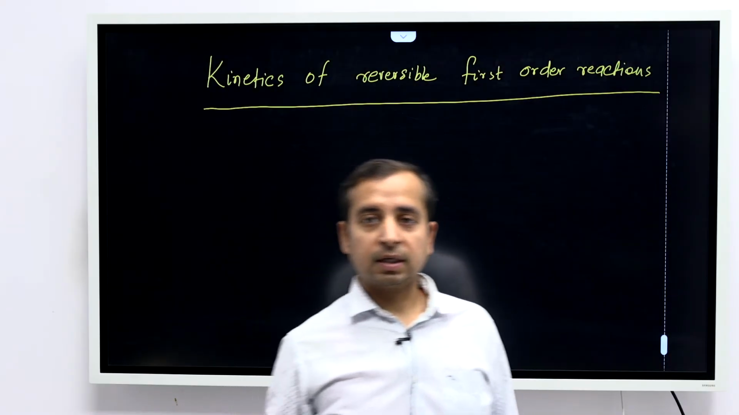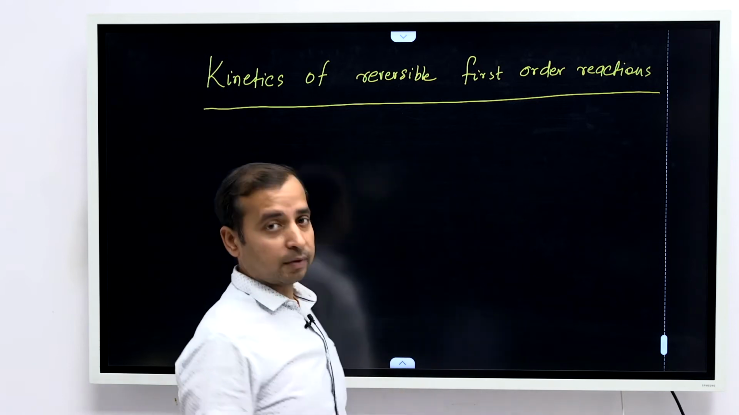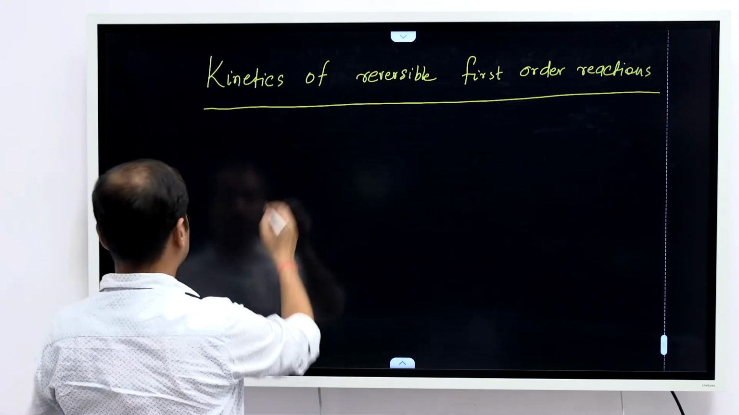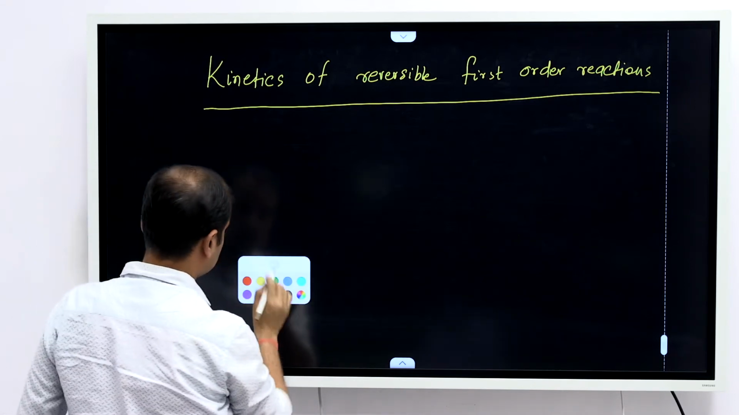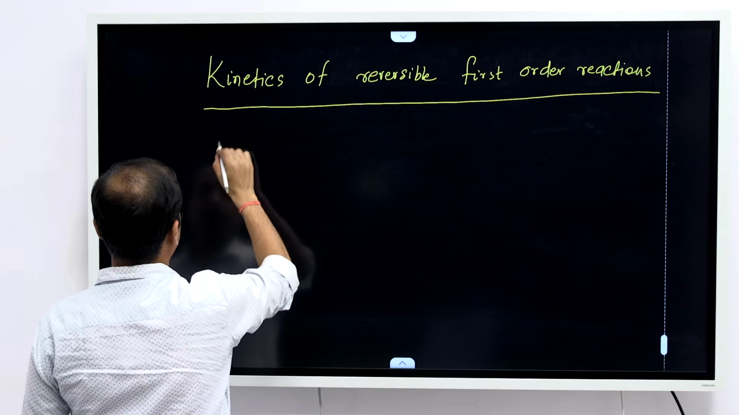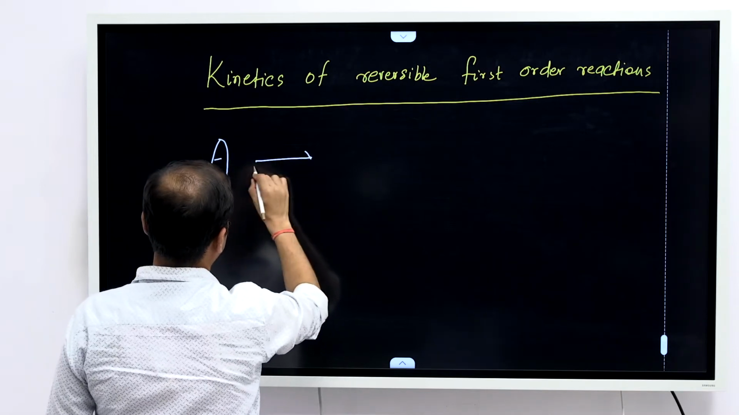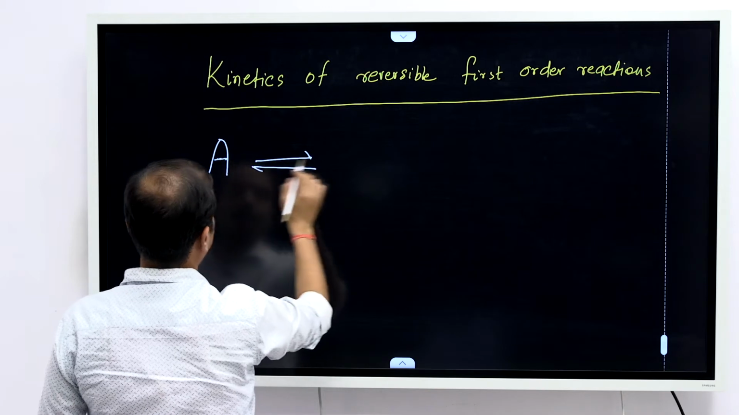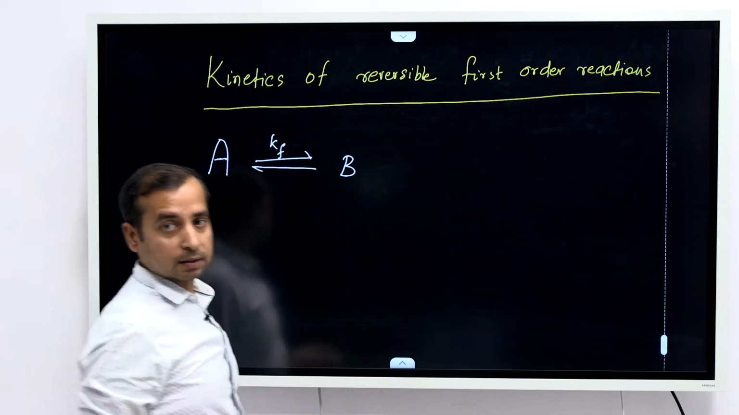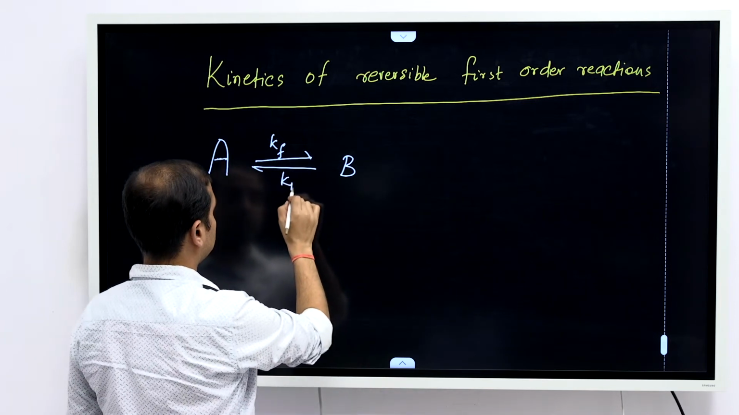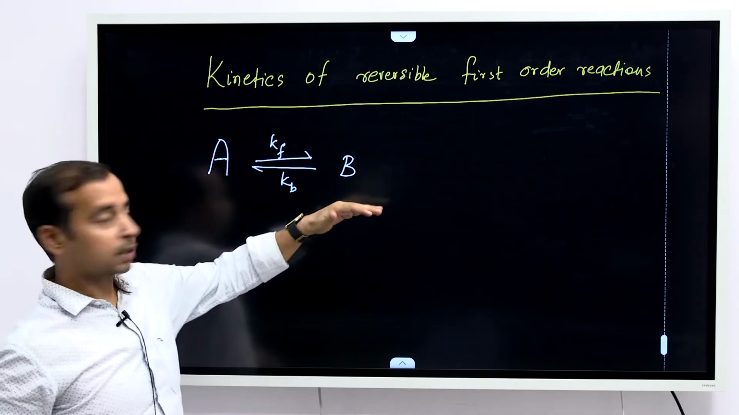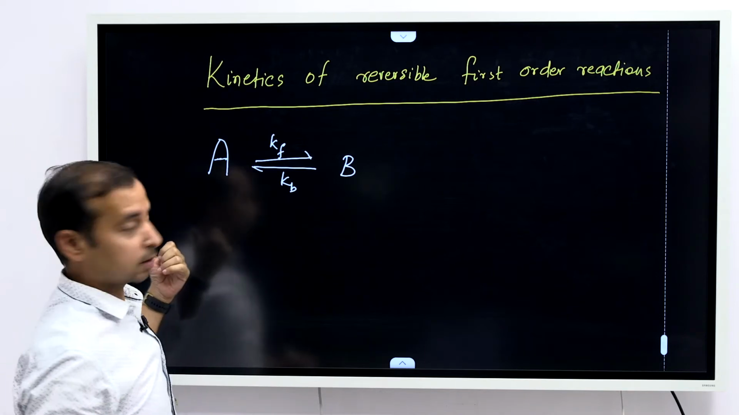Hello students, in this lecture we are going to study kinetics of reversible first order reactions. Actually the reaction is a first order reaction opposed by a first order reaction. Let us say the reactant is A and the product is B. Kf is the rate constant for the forward reaction and Kb is the rate constant for the backward reaction. The forward reaction is also a first order reaction and the backward reaction is also a first order reaction.